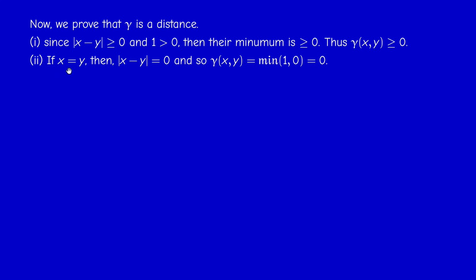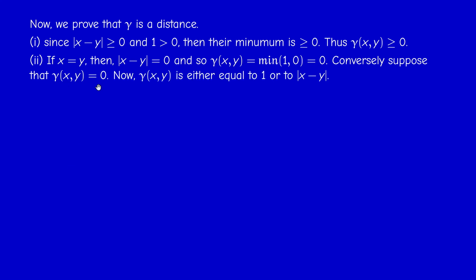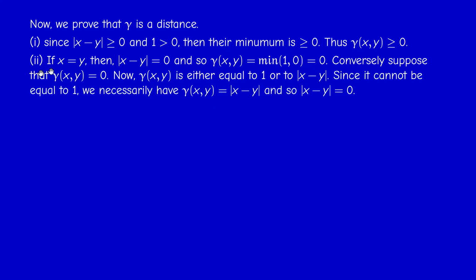So suppose first that x equal y, then the absolute value of the difference is 0. And so the gamma, by definition, is the minimum between 1 and 0, which is 0. Okay? And conversely, if gamma of x and y is 0, gamma is either 1 or the absolute value of x minus y. But it cannot be equal to 1 because it's equal to 0. Therefore, it's necessarily equal to x minus y in absolute value. Right? But it's 0, so the absolute value of x minus y is 0, and therefore x equal y. Okay, so almost trivial. But we have to write it.